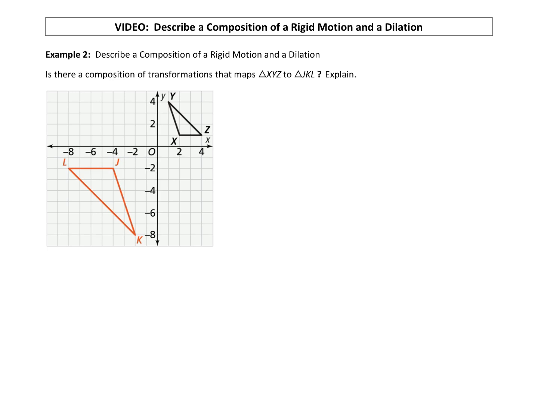So we just did a graph of a composition of a rigid motion and a dilation. And so now we have a pre-image and an image, and we're going to see if we can come up with a composition. Can we describe a composition of a rigid motion and a dilation? So the question is, is there a composition of transformations that maps triangle XYZ, so this is our pre-image, to triangle JKL? All right, so let's take a look at things we notice.